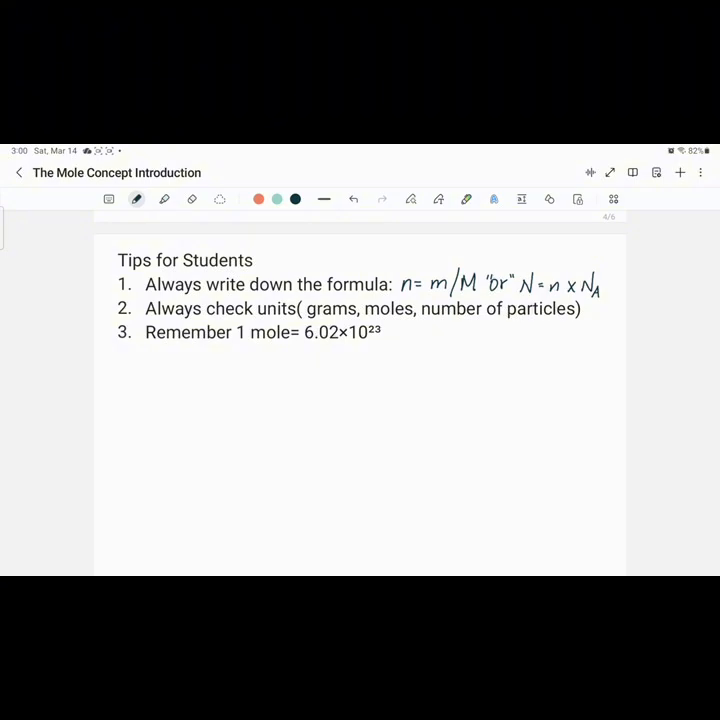So if you see things like atoms, how many molecules, how many ions, you know you have to use Avogadro's formula in order to calculate the number of particles. If we are given grams and moles, you know we have to use moles equals mass divided by molar mass, and depending on which one they ask, you just make it the subject of the formula. And remember, 1 mole is equal to 6.02 times 10 to the 23rd.